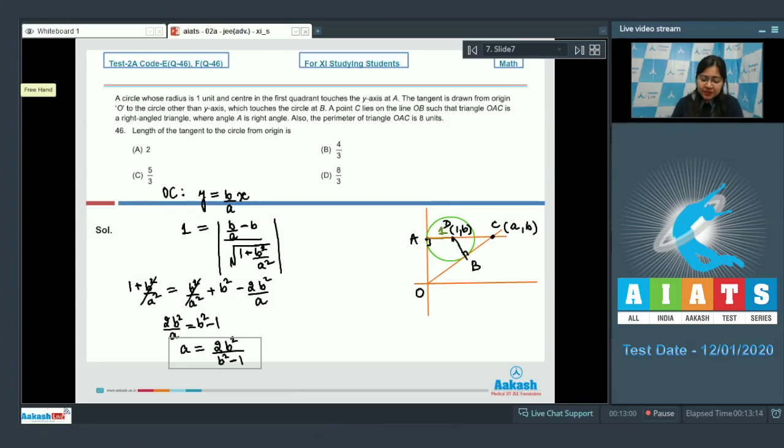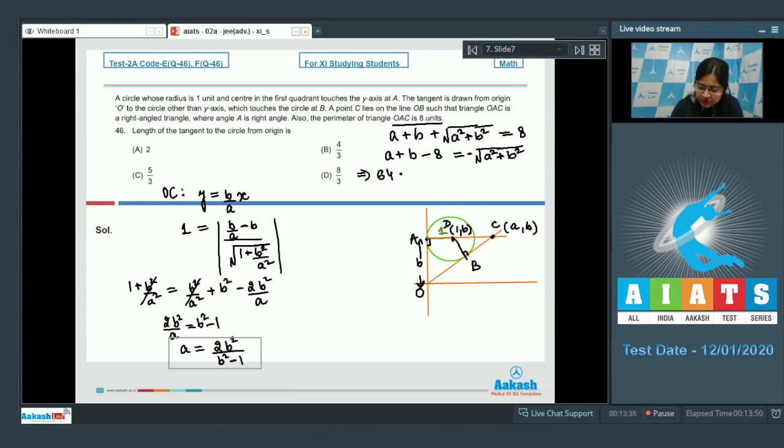Now, also it has been given that the perimeter of triangle OAC is 8. Now we know OA is b, and OC is root a square plus b square, and AC is a. So we have a plus b plus root of a square plus b square equal to 8. Now, firstly rearrange it and then do squaring. Now after squaring we get a square plus b square cancelled on both sides, plus 64 plus 2ab minus 16a minus 16b is equal to 0. So we have ab minus 8a minus 8b plus 32 equal to 0.